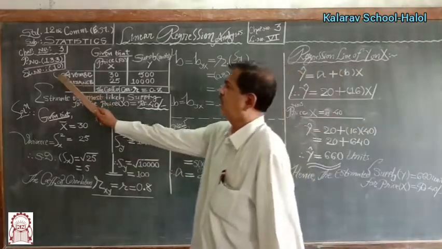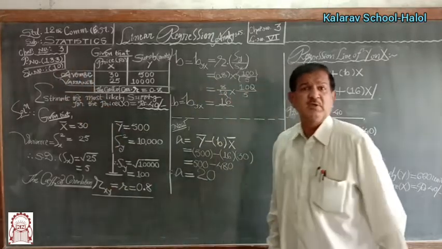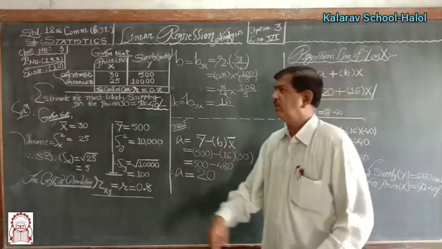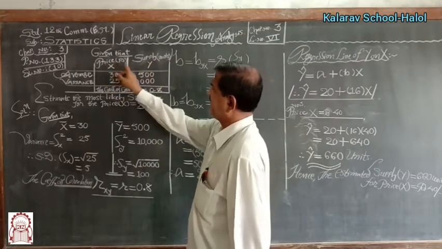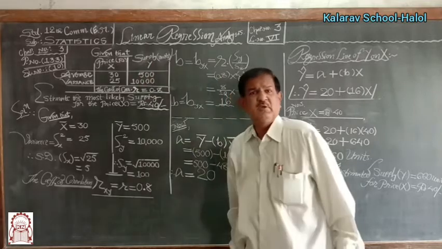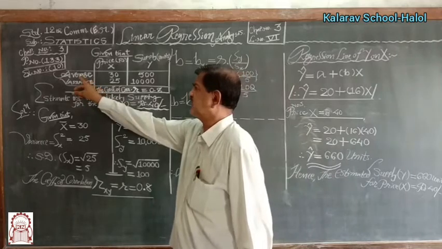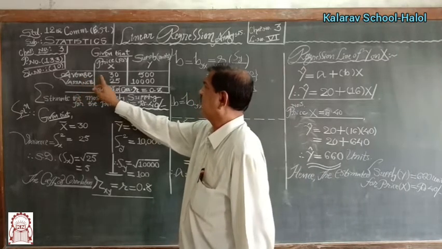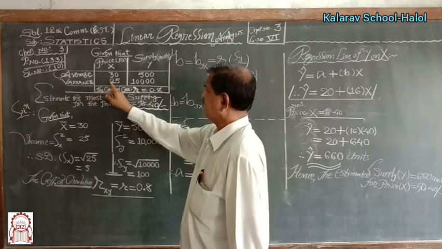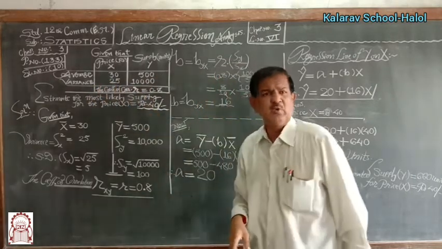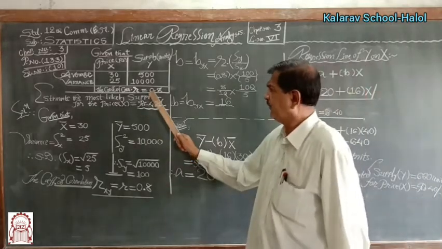In our textbook, page number 133, example number 10, given that price and supply, price denoted by x variable, supply is denoted by y variable, price in rupees and supply in number of units. Two measurements are given to us: average value, that is mean, and variance. 30 and 500 are respectively the averages, variance is respectively 25 and 10,000. Moreover, coefficient of correlation, that is r or rxy, is given to be 0.8.